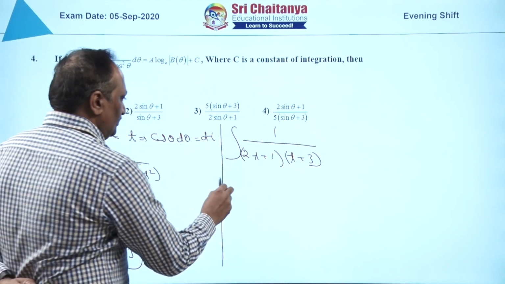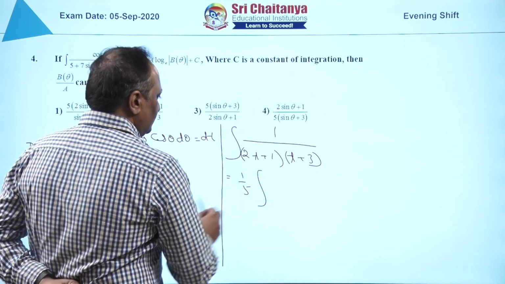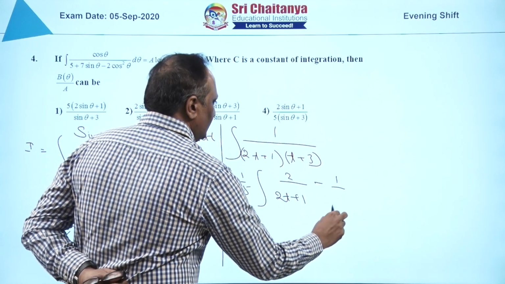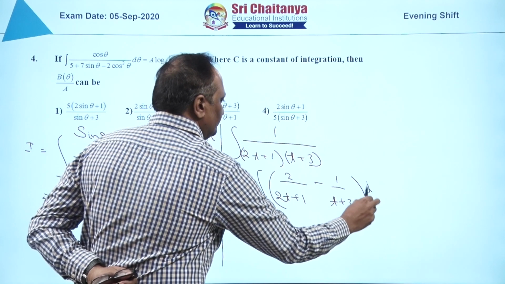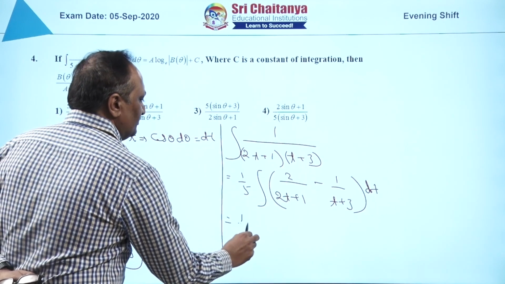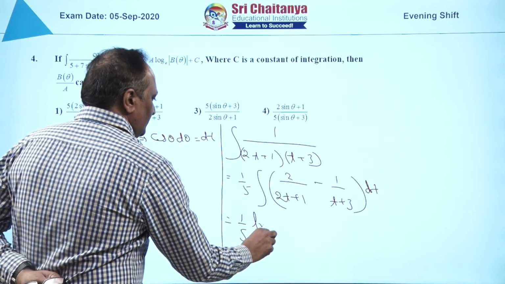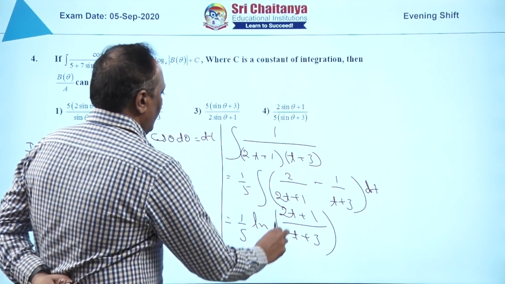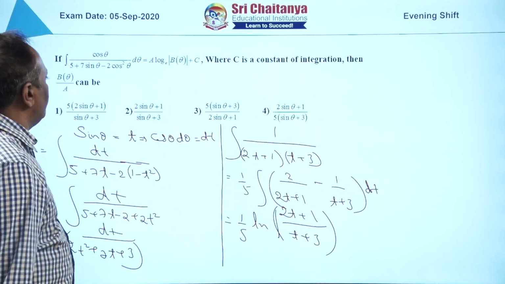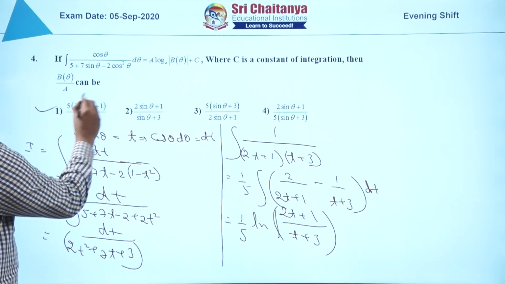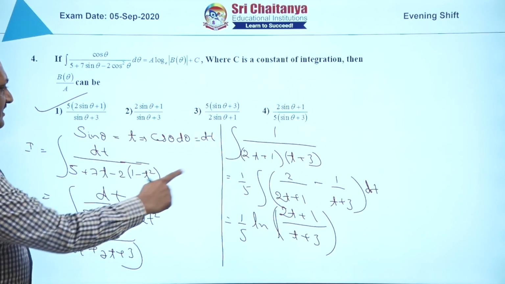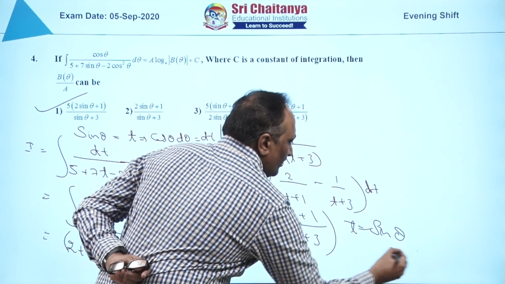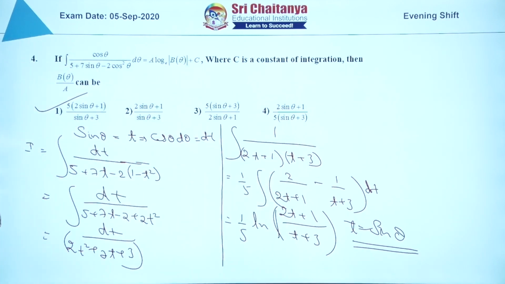After getting this value, we can write partial fractions in this form. Integral 2 by 2t plus 1 minus 1 by t plus 3 dt. And by writing integration for this simple integration, 1 by 5 ln mod of 2t plus 1 by t plus 3. So, the function is given as a log b theta plus c. It gives the first option clearly, 5 into 2 sin theta plus 1 by sin theta plus 3, where t is nothing but sin theta. So, it gives clearly the first option, we can identify simply.